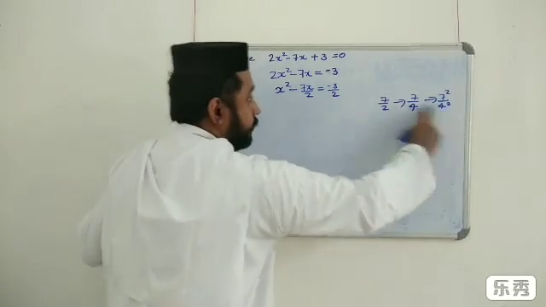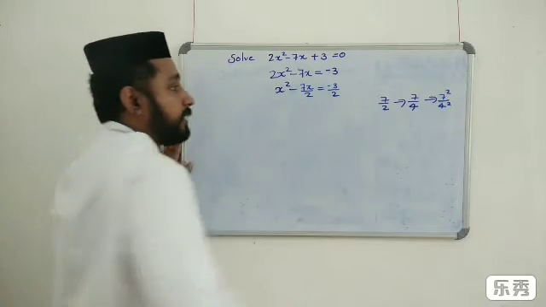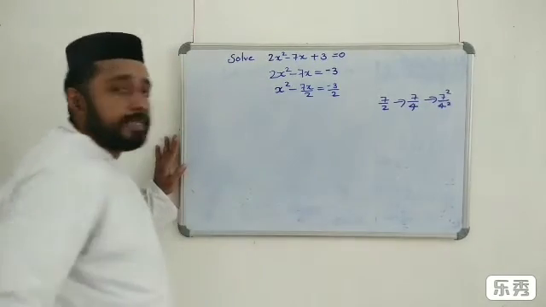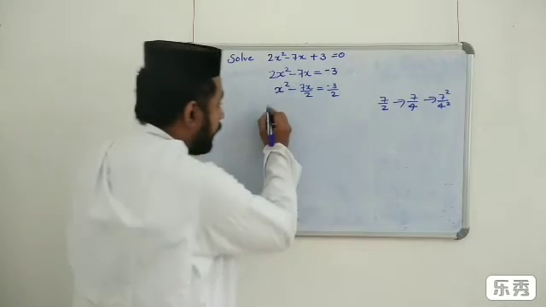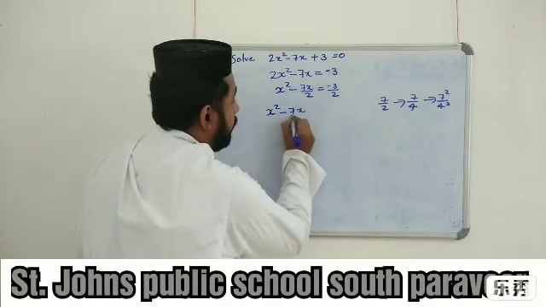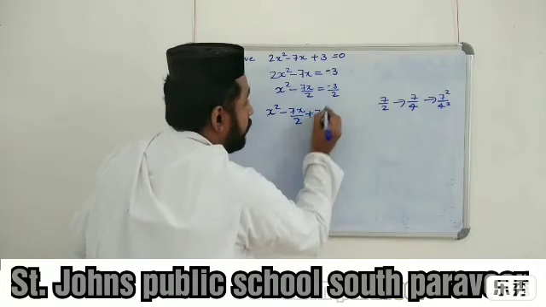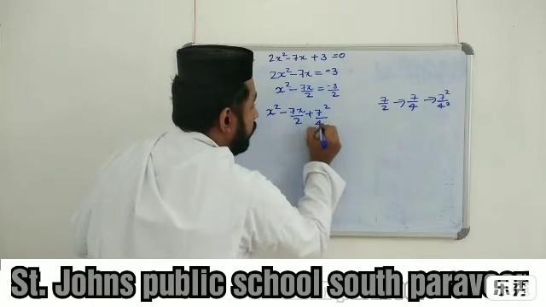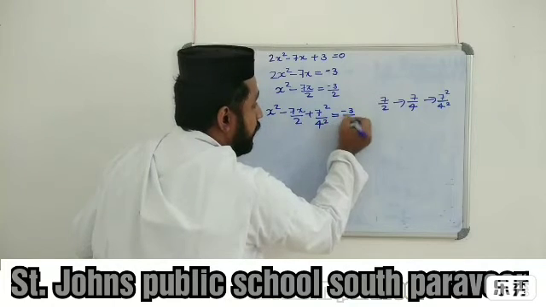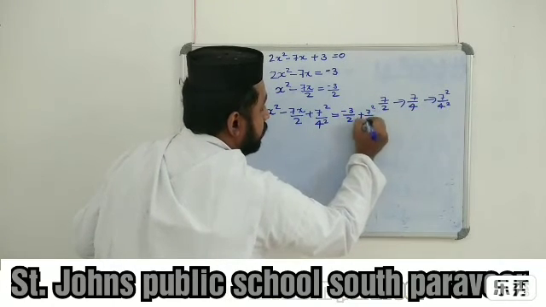Add this quantity to both sides of this equation is the next step. Adding 7²/4² to both sides of this equation, therefore x² − 7x/2 plus 7²/4² is equal to minus 3/2 plus 7²/4².